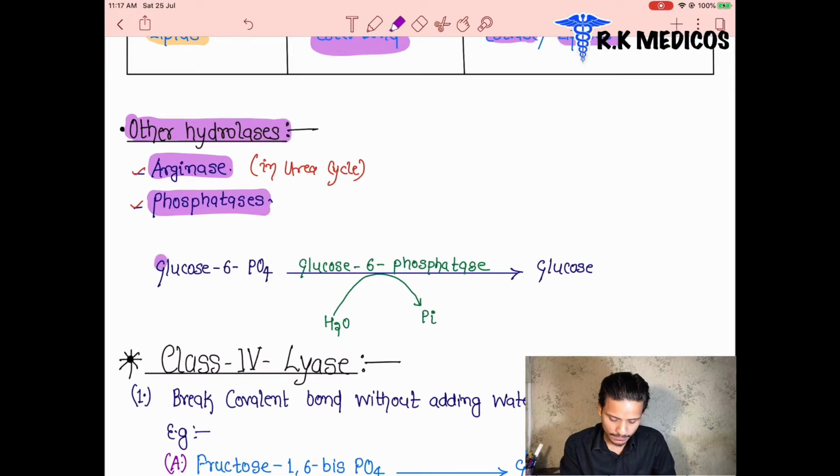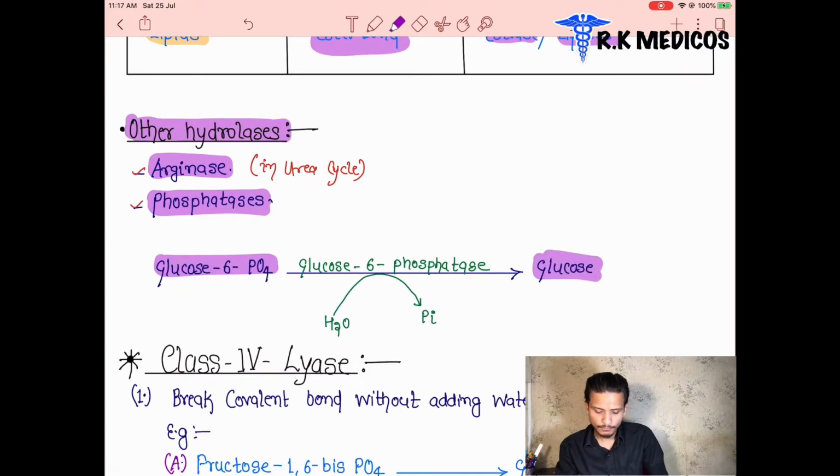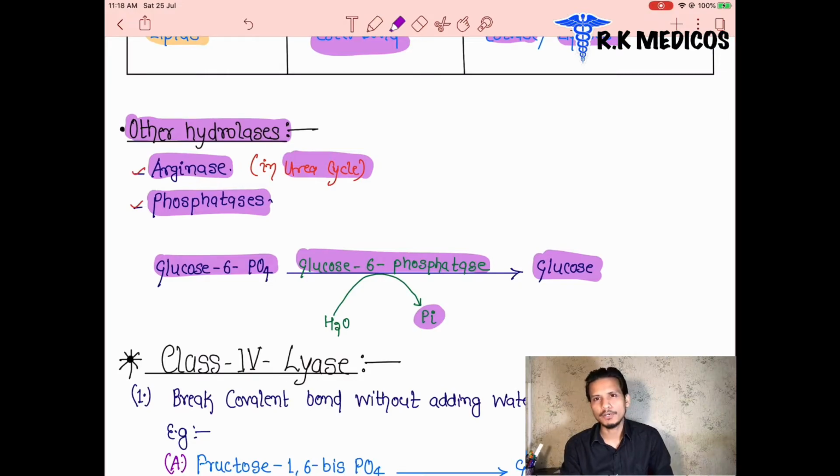Now glucose 6-phosphate, we can see one example here, is converted into glucose. What happened? It means there is a removal of phosphate. Basically the phosphatase here is the glucose 6-phosphatase enzyme. In the presence of glucose 6-phosphatase enzyme, there is addition of water and release of phosphate, and this release of phosphate is basically phosphatase. And arginase is used in the urea cycle. We discuss all this in the different parts of our biochemistry. So it is basic, and we use these reactions in the different parts of biochemistry, so you must memorize them by heart.